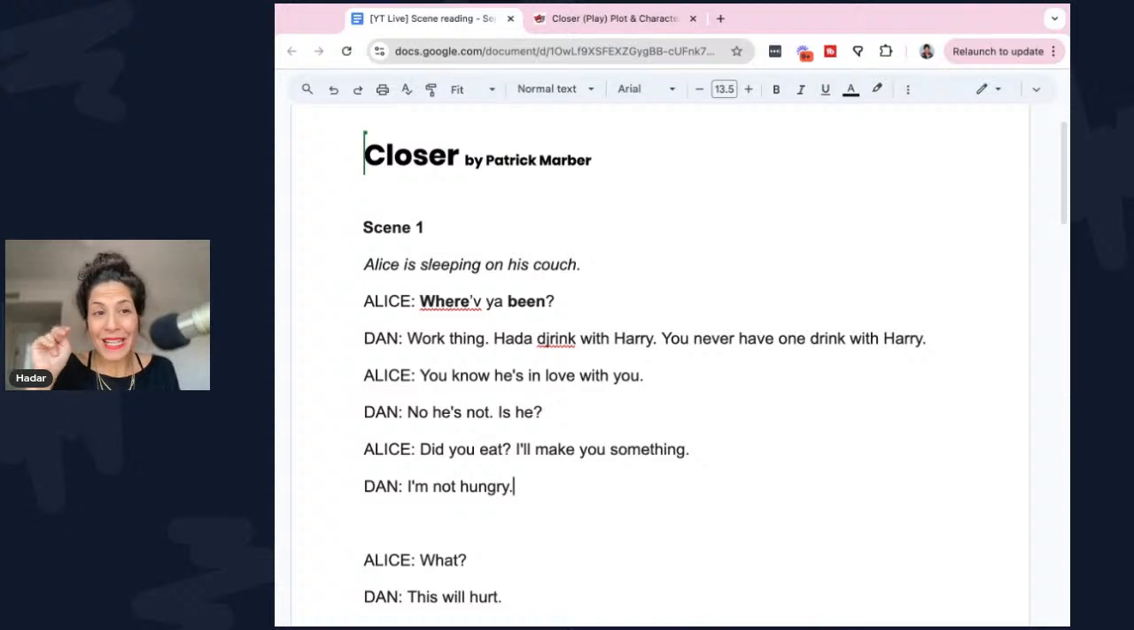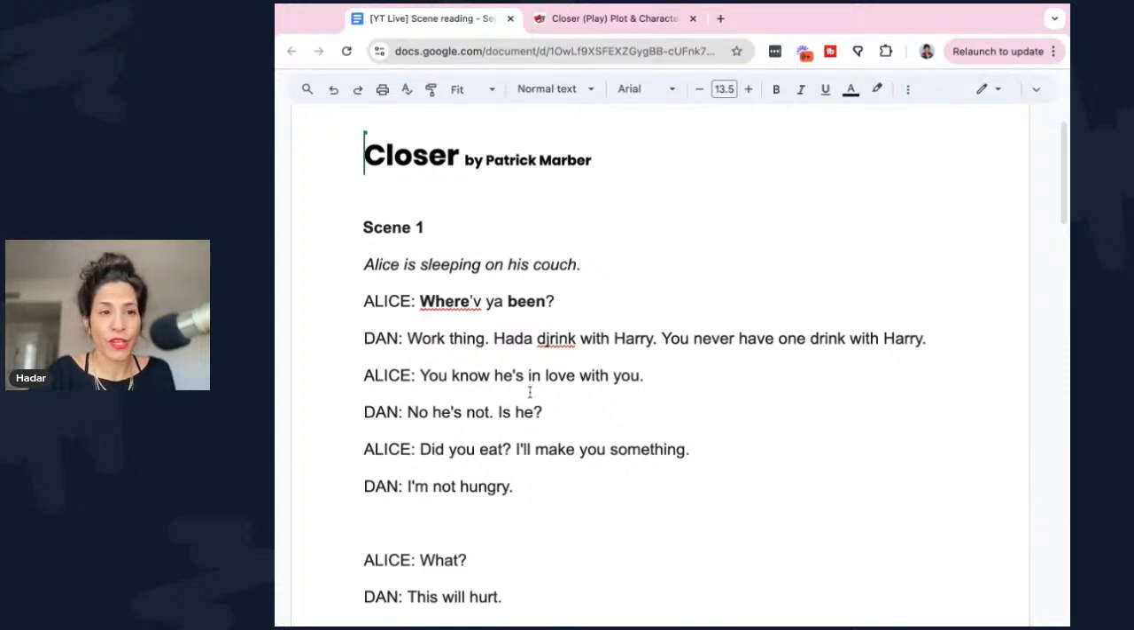In a way, the subtext, and we always want to look at the subtext, what's behind the words, beneath the message, is this is why I'm late. It took me a long time because we were drinking a lot. Alice changes the mood, the direction. You know, he's in love with you.